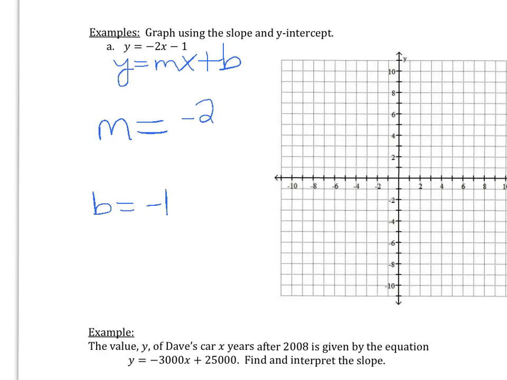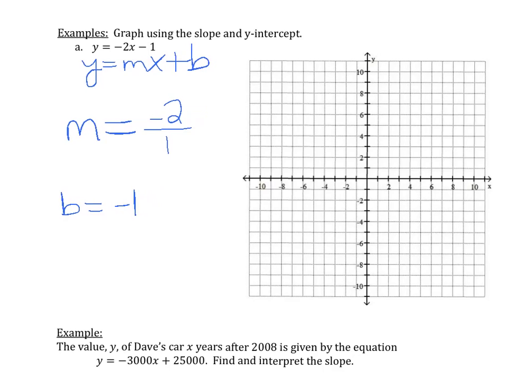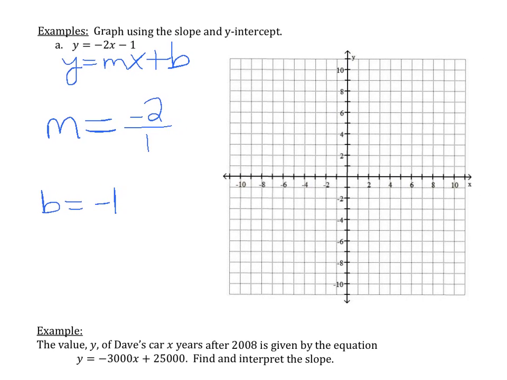Now looking at the slope, I can actually write that as -2 over 1. And the reason why I'm going to do that is so that I'll know my rise and my run. Now I'm going to go to my graph and I'm going to plot my y-intercept first. Remember, that's the point (0, -1). And so if I go to my y-axis, go to -1, plot that point, and I have my y-intercept.